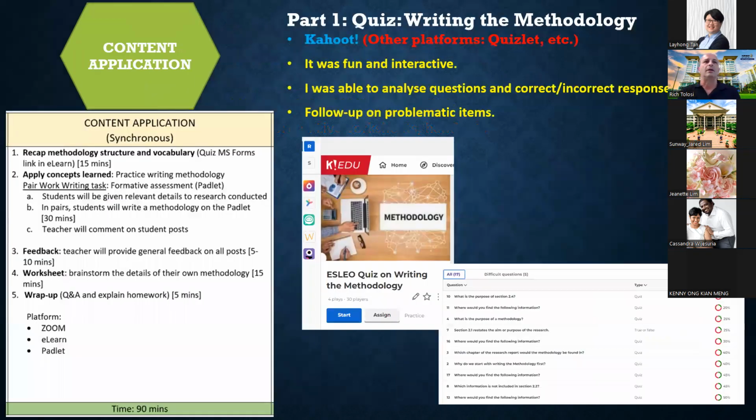And then there was the moving into the application stage. When they came to class the next day, that next session, I wanted to test their ability and what they learned from the video and so forth.